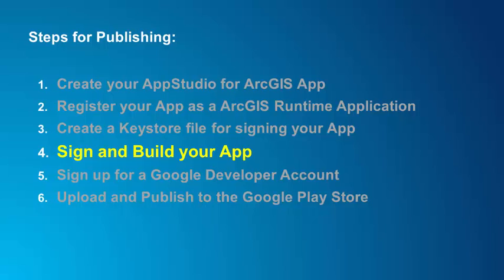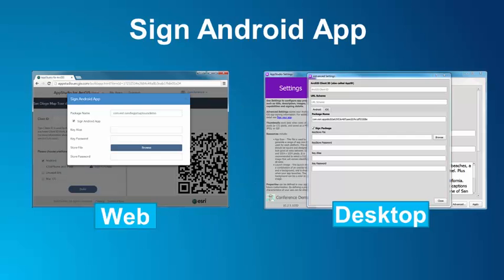So now we'll go over how we sign and build our app. The web and desktop versions of AppStudio for ArcGIS essentially ask for the same information, but it's a little different in implementation. First, we'll start with the web.